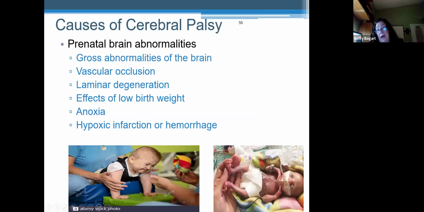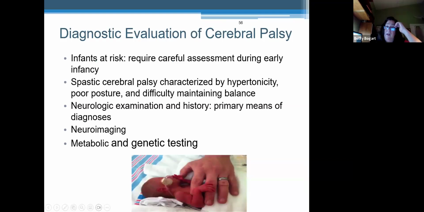These are the things they think cause it, whether it's some problem in the brain, low birth weight. I've seen a lot of children at birth have hypoxic, anoxic episodes who end up with all different types of CP, from mild to severe. It all depends on the length of time of anoxia or hypoxemia.